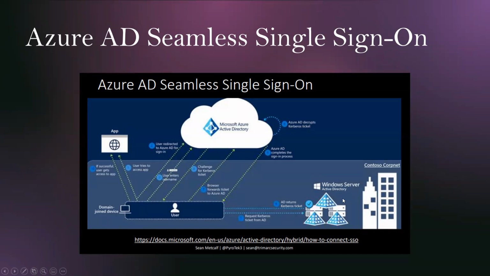With Windows Server Active Directory here, Active Directory returns the Kerberos ticket on request, and the browser forwards the ticket to Azure Active Directory here. So that is that.